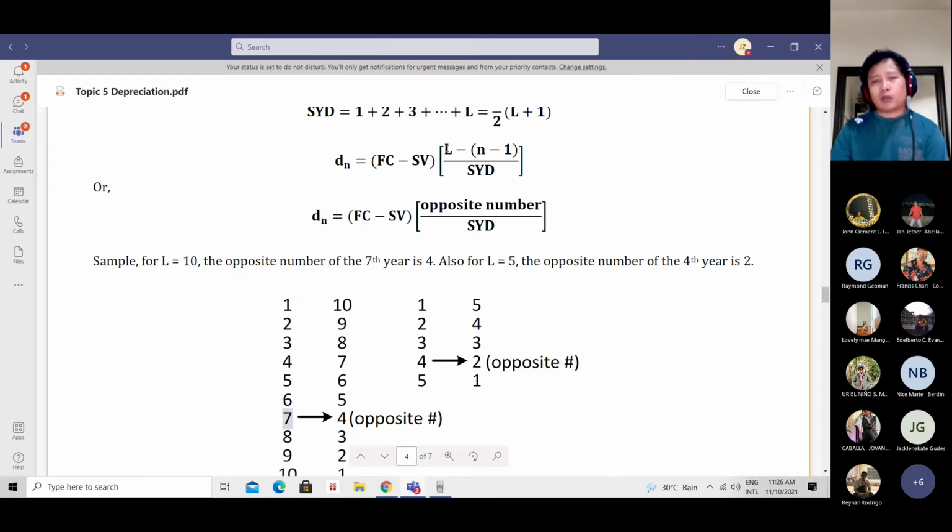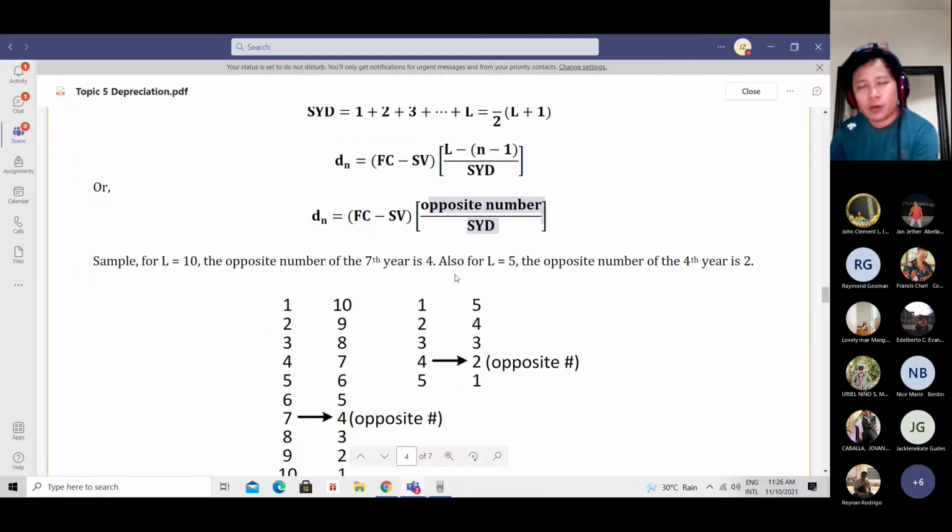Okay? So if you forget L minus N minus 1, just remember the opposite number. For example, I want to solve the annual depreciation on the 5th year. What if you want to solve that one? If you forget the formula, just remember the numerator is the opposite of the 5th year. If your life is 10 years, the opposite of the 5th year is 6. If your life is 5 years, the opposite of the 5th year is 1. So remember, this is just a shortcut.